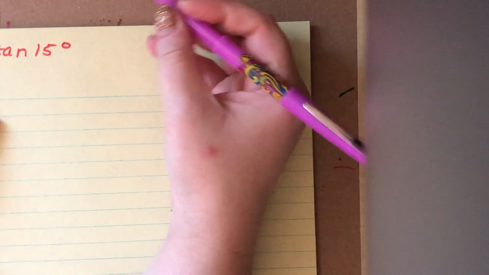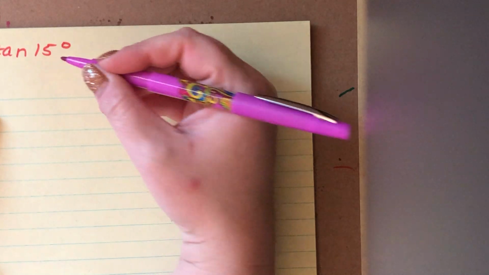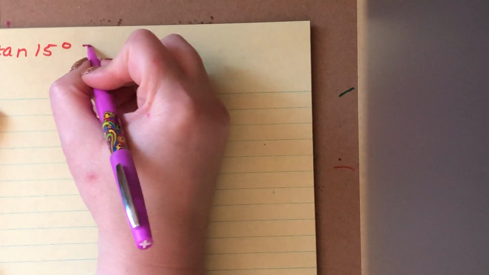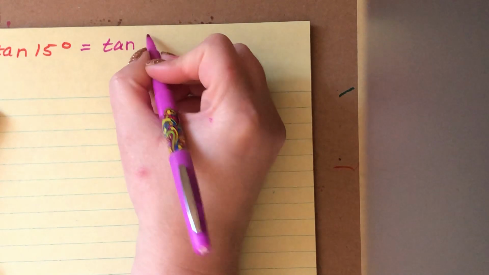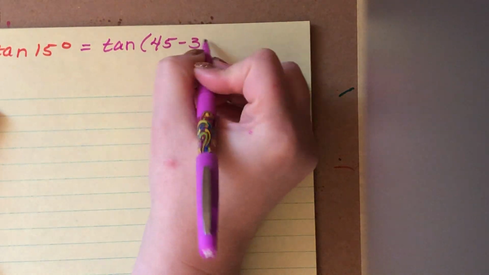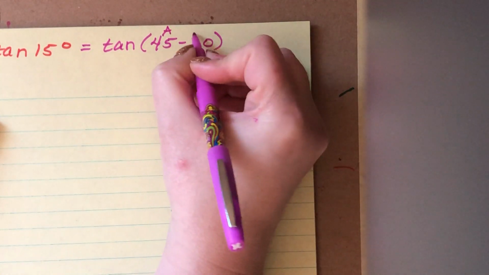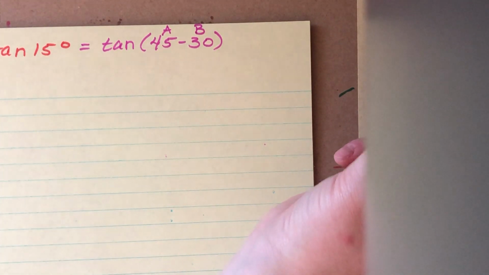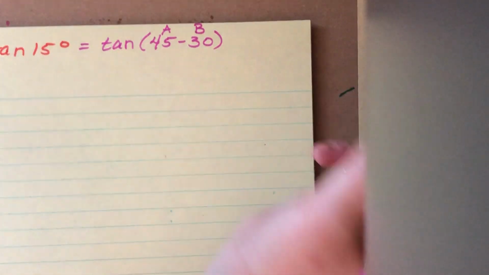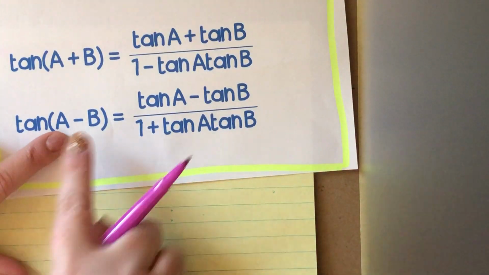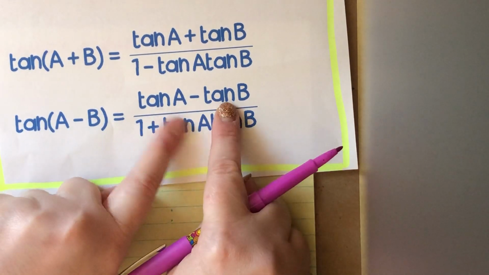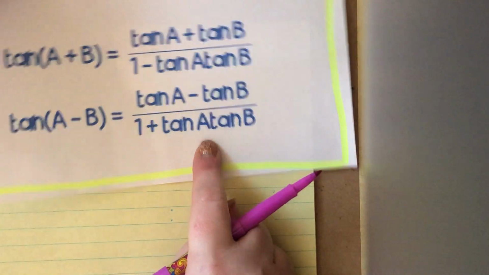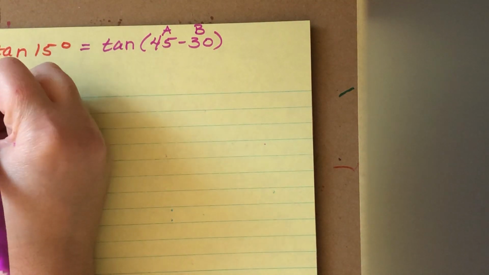Okay, let's go to this tan 15. Notice I left a lot of room. Okay, we have to figure out two things that either add or subtract to 15. So I know tan 45 minus 30 is 15, with A being 45 and B being 30. So let me write down the formula for that. Tangent something minus something: tan A minus tan B over 1 plus tan A tan B.